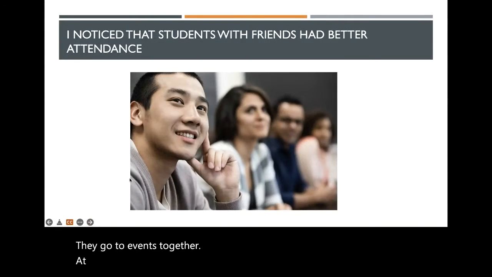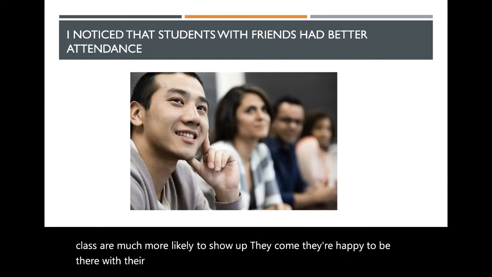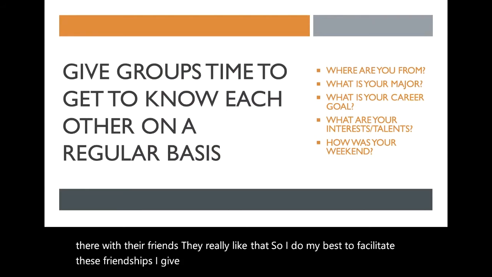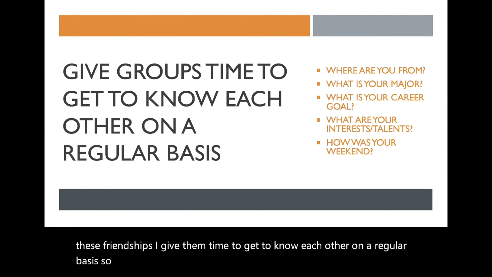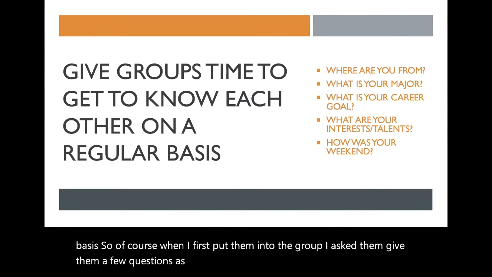And here's what I noticed: the students who have a friend in the class are much more likely to show up. They come, they're happy to be there with their friends. They really like that. So I do my best to facilitate these friendships. I give them time to get to know each other on a regular basis. Of course, when I first put them into the group, I give them a few questions as conversation starters, and they get to know each other.